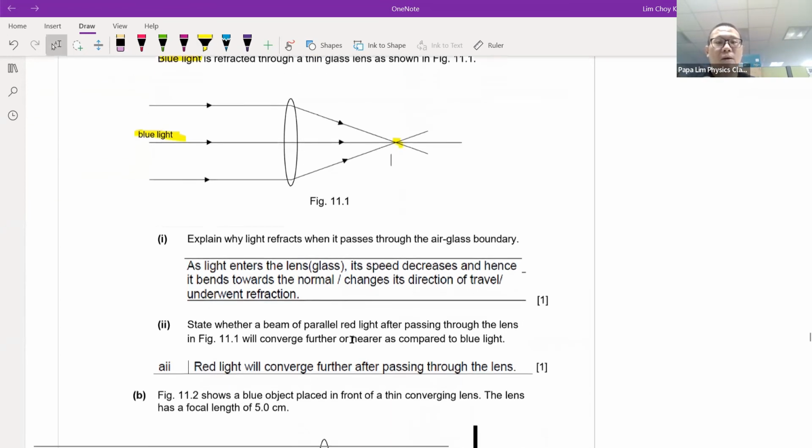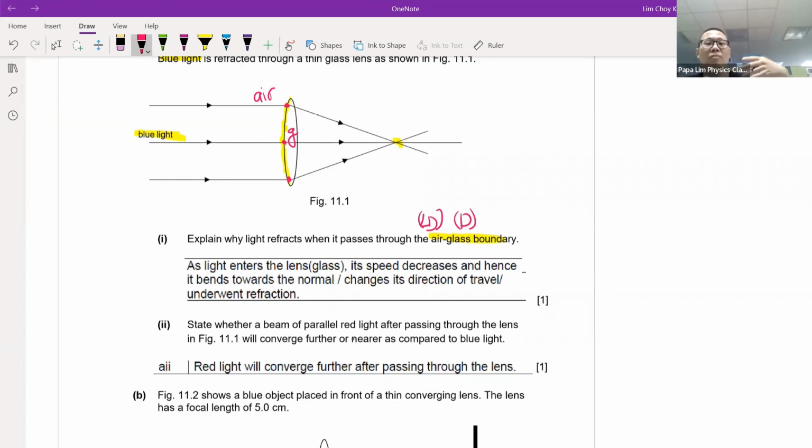So the question talks about how the light ray is refracted at the air and glass boundary. Air and glass boundary means from air to glass, so it actually refers to this side of the lens, the left side of the lens. The left side of the lens, this is what we call the air, and this is what I call the glass. So the air-glass boundary refers to this left side here. Air is less dense, glass is dense. So this is the context we are looking at.